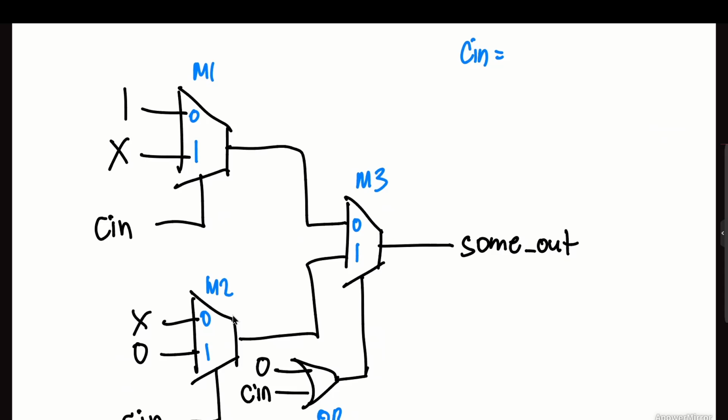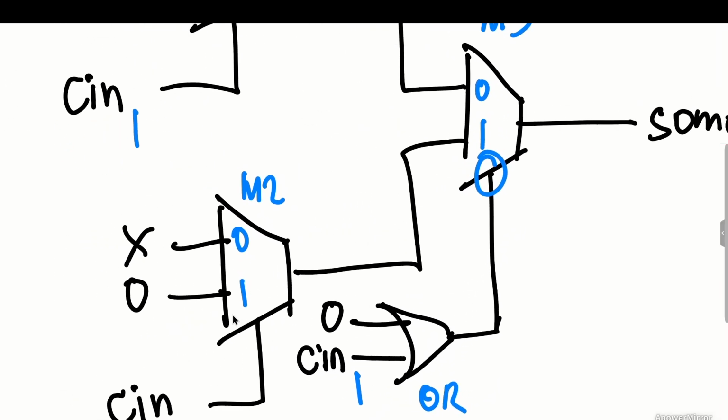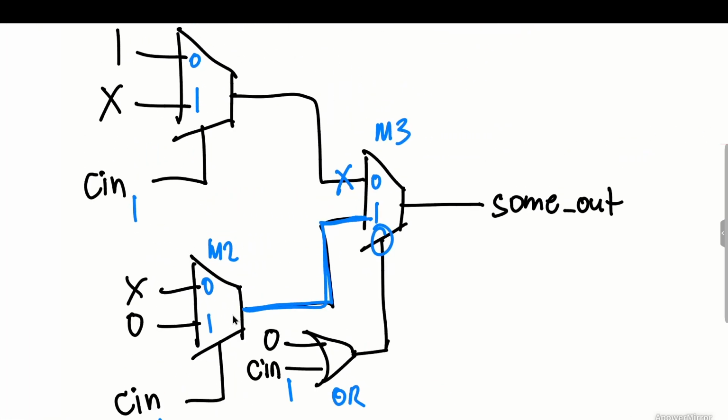So let's see the scenario if Cin is 1. Let's label it with blue. If Cin is 1, the OR gate here is enabled, because this is always 0. So the only time that it's enabled is if Cin is 1. And because Cin is 1, this is our selector, we are getting the output from this. We don't care about this because it's not being selected.